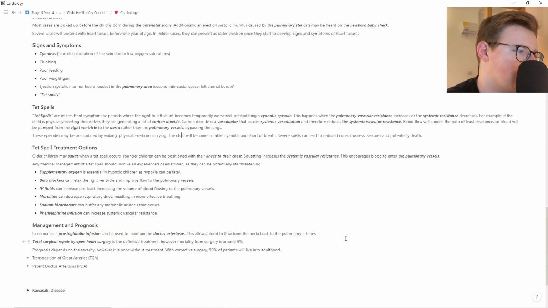Total surgical repair by open heart surgery is definitive. Mortality is 5%, which is not really high. Prognosis depends on the severity, however, it is poor without treatment. With corrective surgery, 90% of patients will live into adulthood.